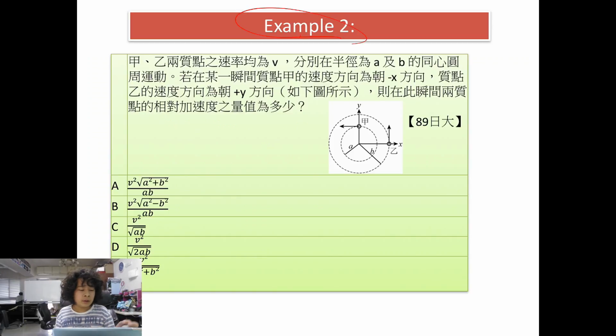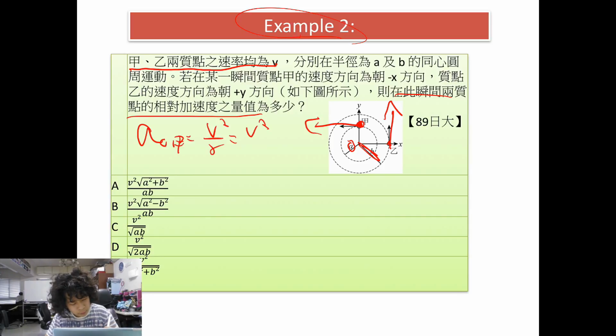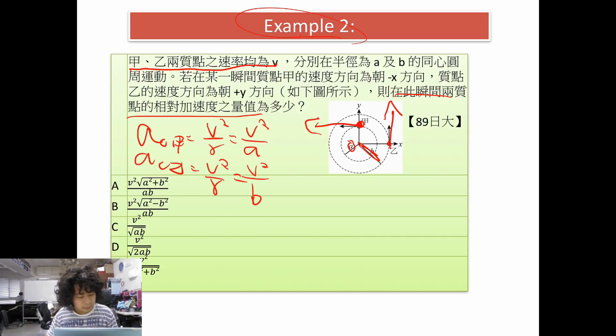And another, example 2. There are 2 points, and their speeds are both v. For this one the radius is A, for this one the radius is B, and they're moving, one toward the X, one towards the Y. What is their relative acceleration? First, Ac for the first one equals v squared divided by R, which is v squared divided by A. The centripetal acceleration for the next one equals v squared divided by R2, which is v squared divided by B.